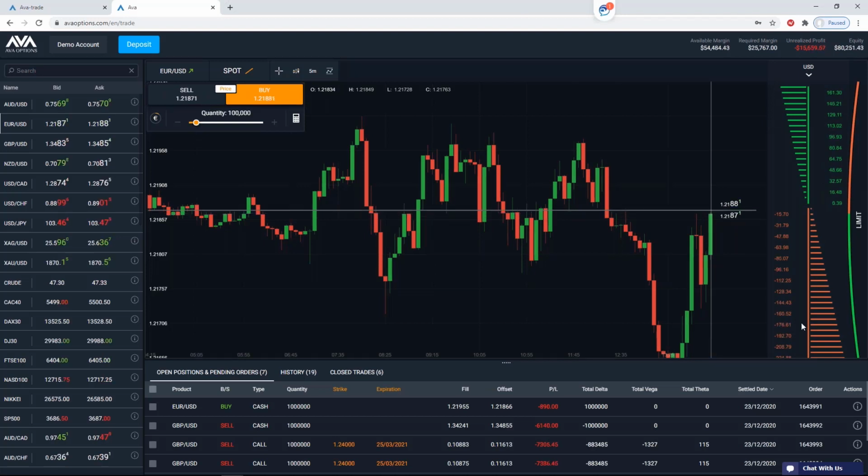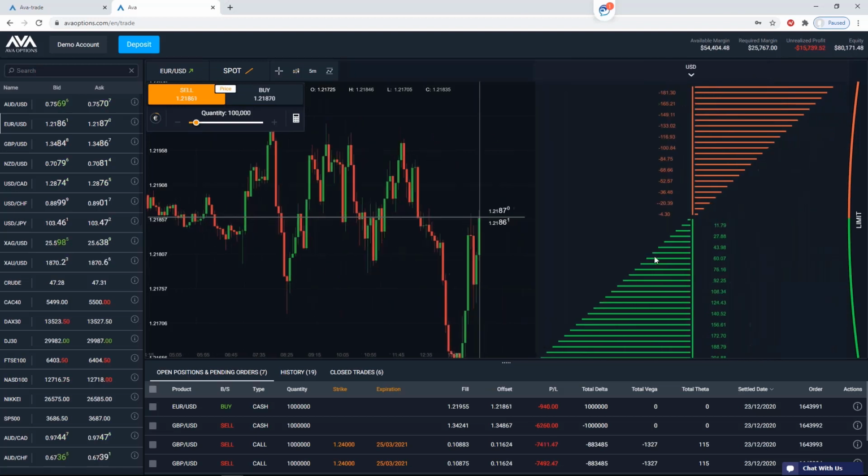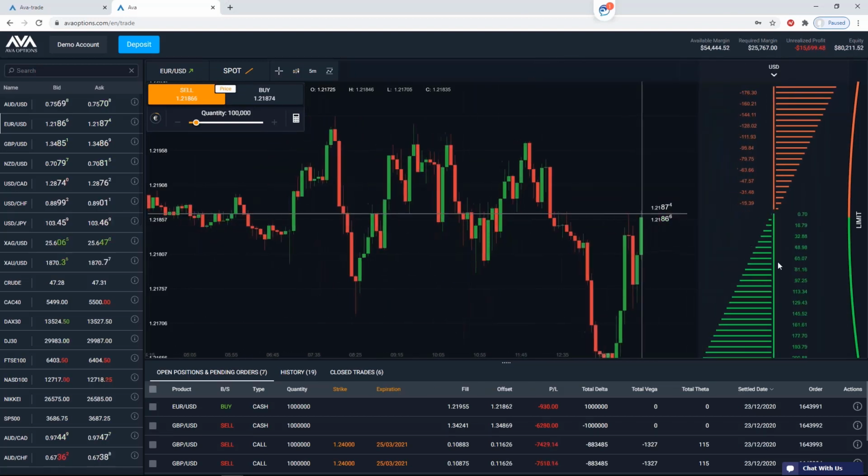Goes lower, I'm going to lose money. And of course, if I go short, then I'll profit when the market goes down, and I'll lose money when the market goes up. You have the exact same interface on the mobile app. And what's nice, of course, is that we can change the size of all of our windows.